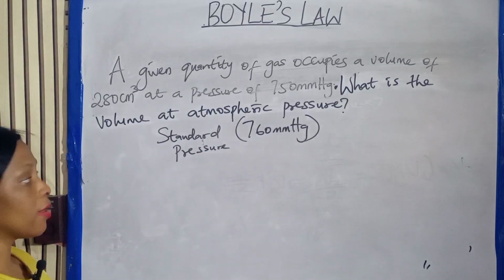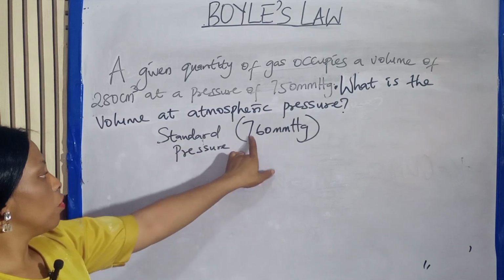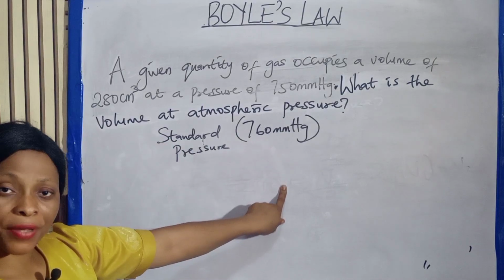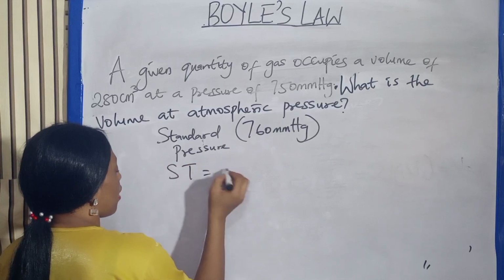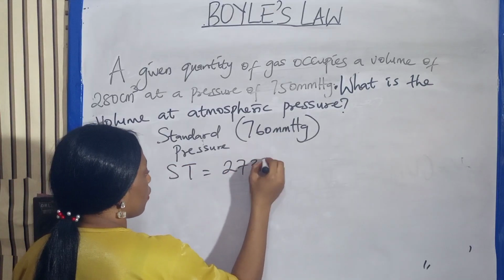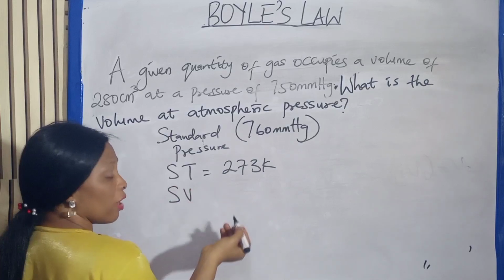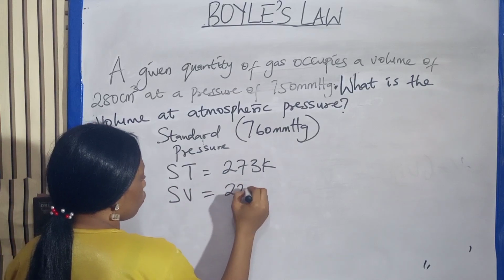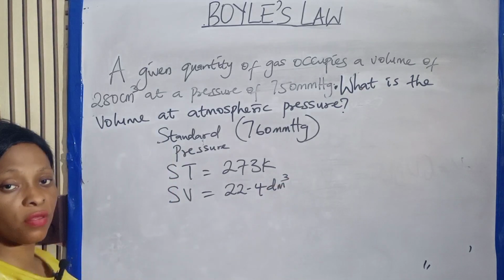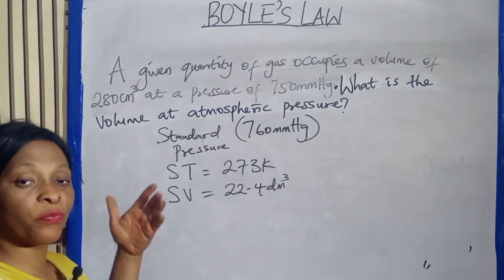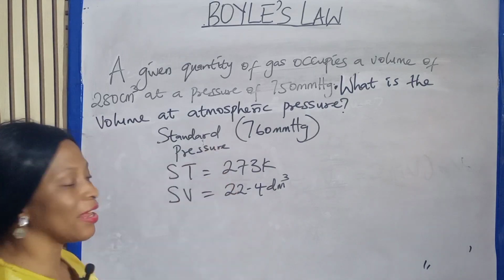So atmospheric pressure is standard pressure, which is 760 millimeter mercury. Then you also have your standard temperature as 273 Kelvin, and standard volume or molar volume as 22.4 dm3. Please, you must note these values, because as we progress in gas laws, you will definitely need them.